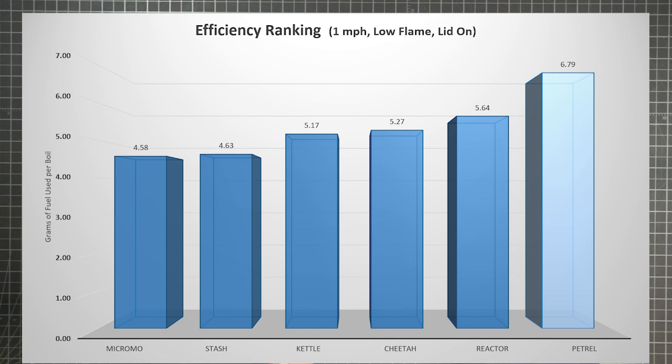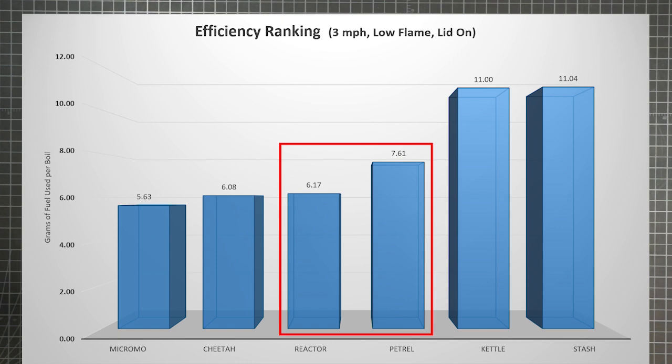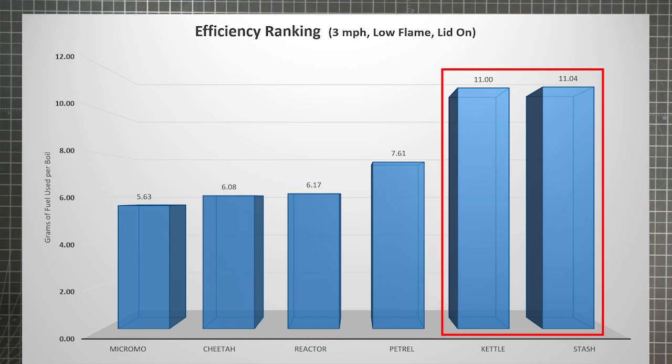Check out what happens at 3 miles per hour. The MicroMo's still in first, with the Cheetah close behind. Now though, the reactor and Petrel have moved forward to the middle of the pack. The Kettle and Stash, two of the first place systems in still air, have fallen not just into last place, but are now using almost double the fuel of the MicroMo.